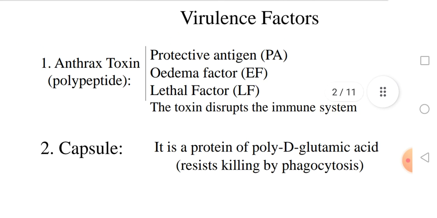Virulence factors: anthrax toxin, which is a polypeptide. It has three components: protective antigen, edema factor, and lethal factor. The toxin disrupts the immune system. It has a capsule. This capsule is a protein of poly-D-glutamic acid. It resists killing by phagocytosis.